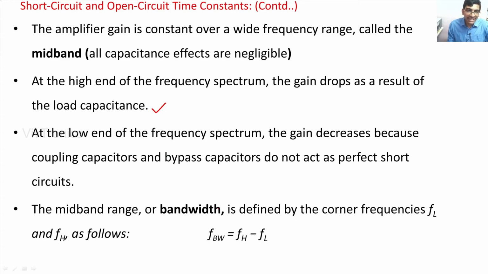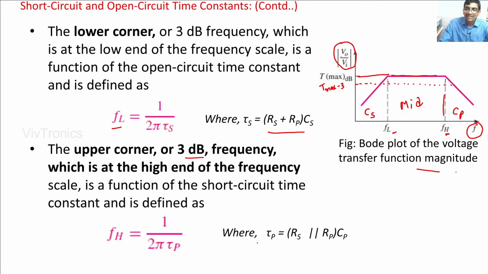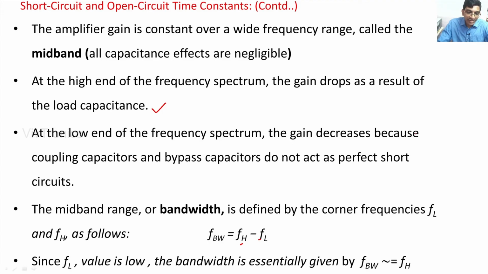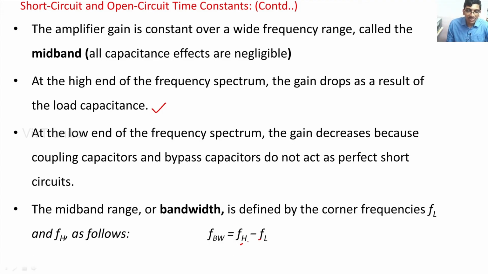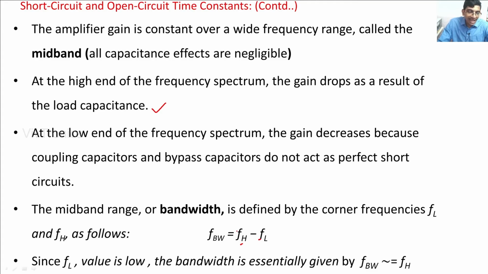Therefore, the medium range, also called the bandwidth of our amplifier, is defined by the corner frequencies FL and FH. The bandwidth, which is a function of frequency, is FBW equal to FH minus FL, the difference between the higher cutoff frequency and the lower cutoff frequency. But the value of FL is low, therefore the bandwidth is approximately equal to the FH value.